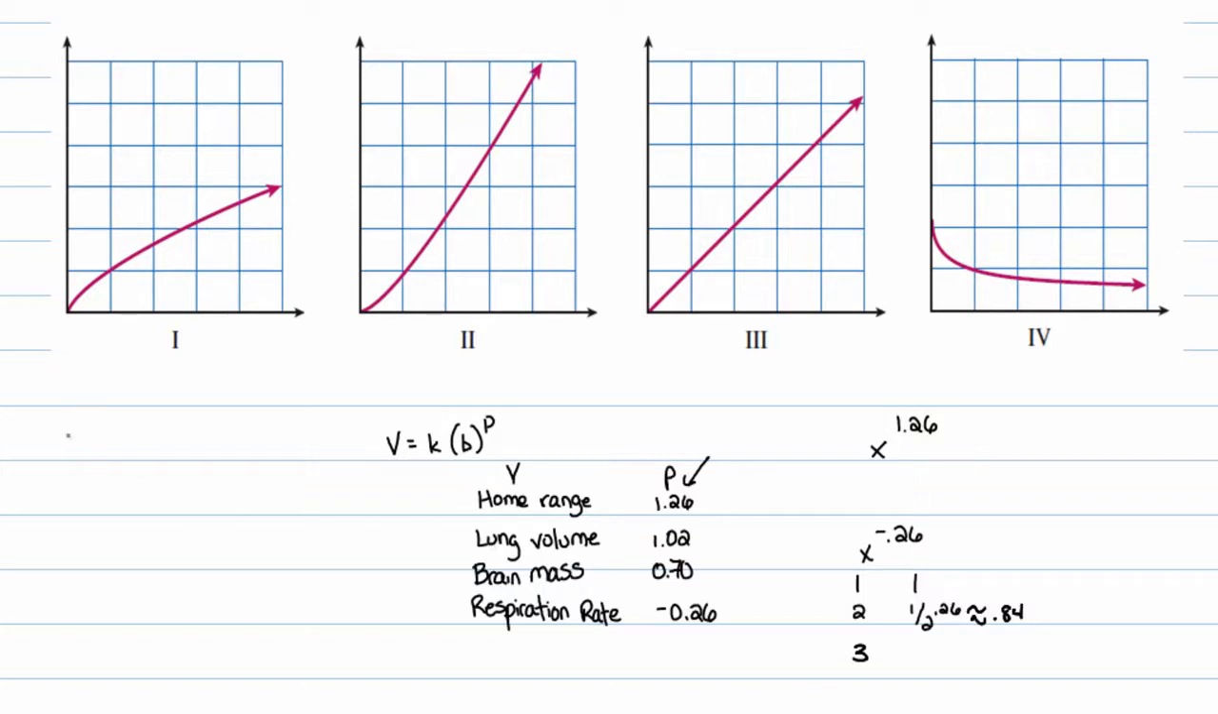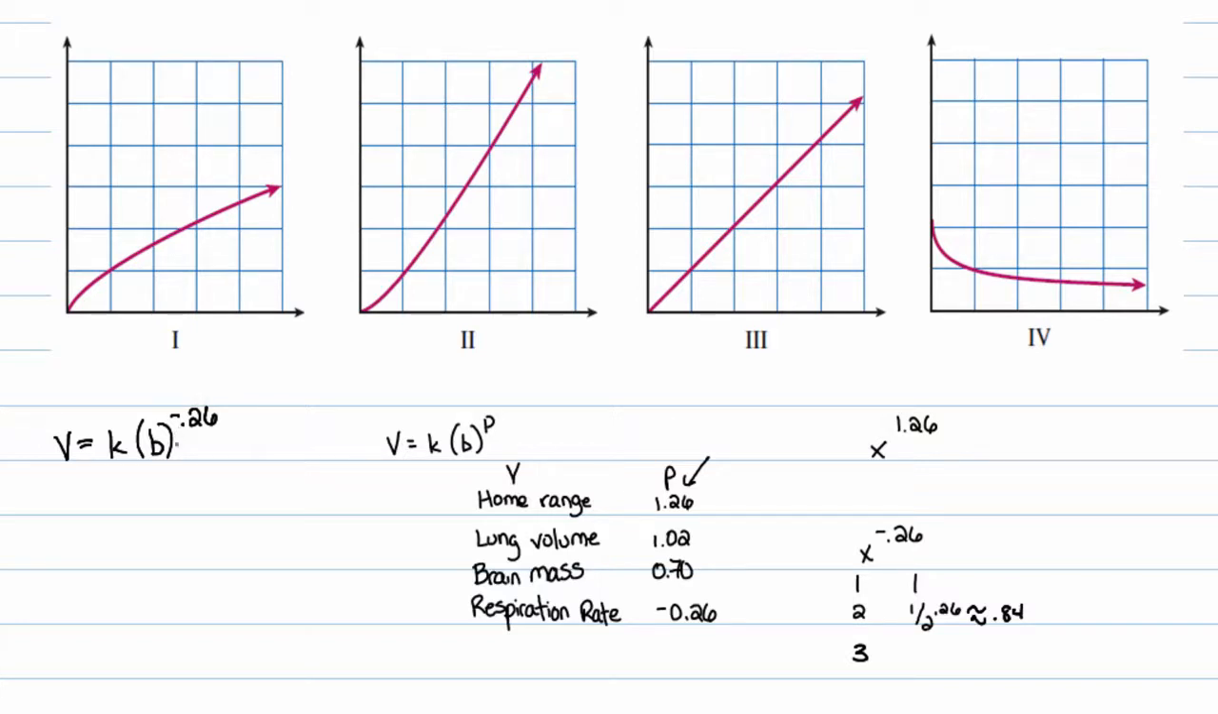So we have some variable, the respiration rate, equal to some number times some base, all of this very unknown, raised to the negative 0.26 power. Now let's just pretend the base is 2.